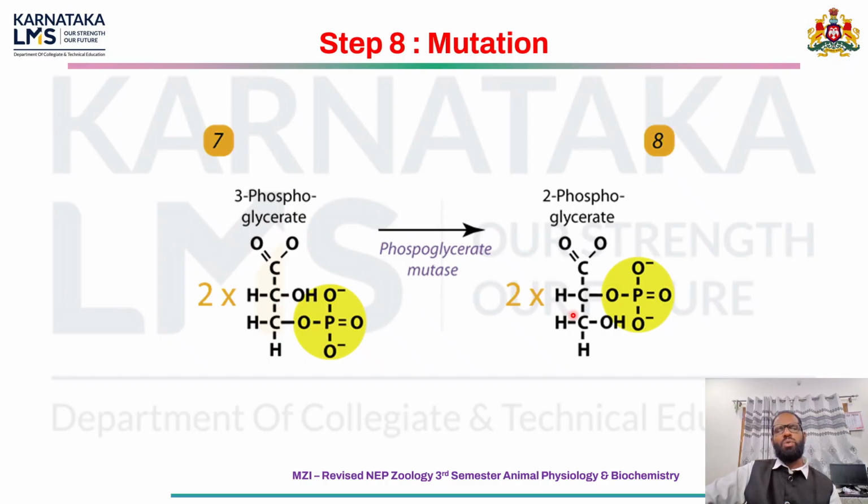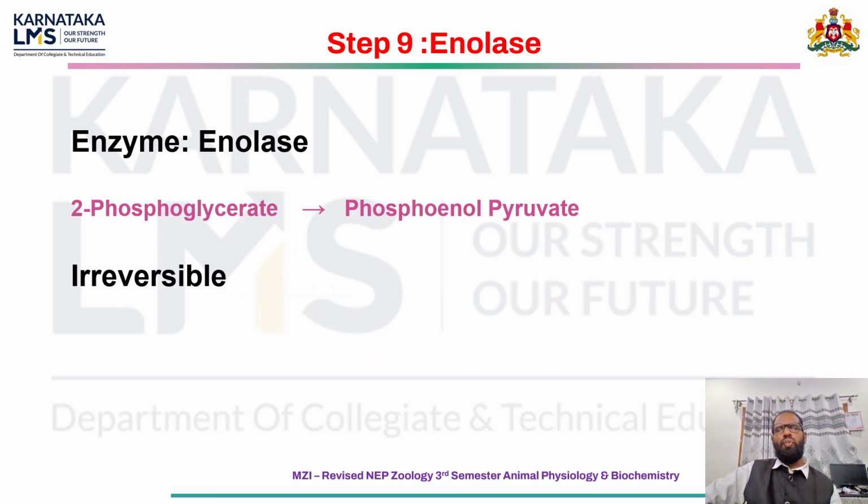This is carbon number 2. That's why in this 2-phosphoglycerate, you can see that the phosphate group which was on carbon number 3 is shifted to carbon number 2, and that's why this product is called 2-phosphoglycerate. This reaction is catalyzed by an enzyme called phosphoglycerate mutase. This enzyme is responsible for the conversion of 3-phosphoglycerate into 2-phosphoglycerate.